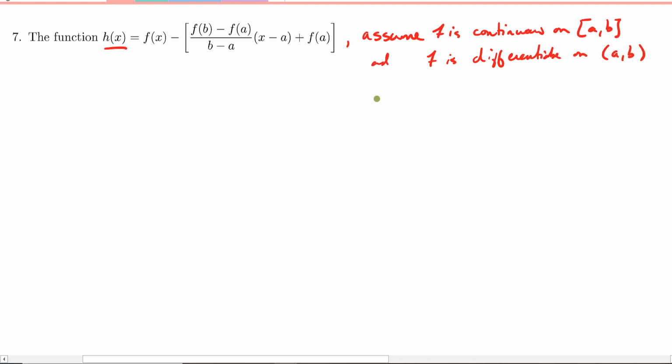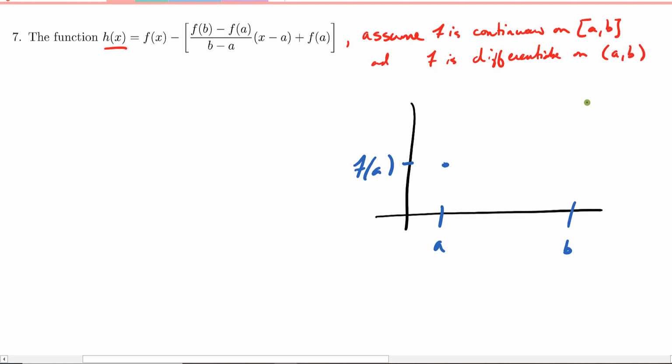Okay. So let's go ahead and give ourselves a graph of such an f. Here's our axes, and maybe here is a, and here is b. Maybe here I've got f of a, and then maybe up here we've got f of b, and maybe this is our function right here. Okay. So here we've got this function f of x.